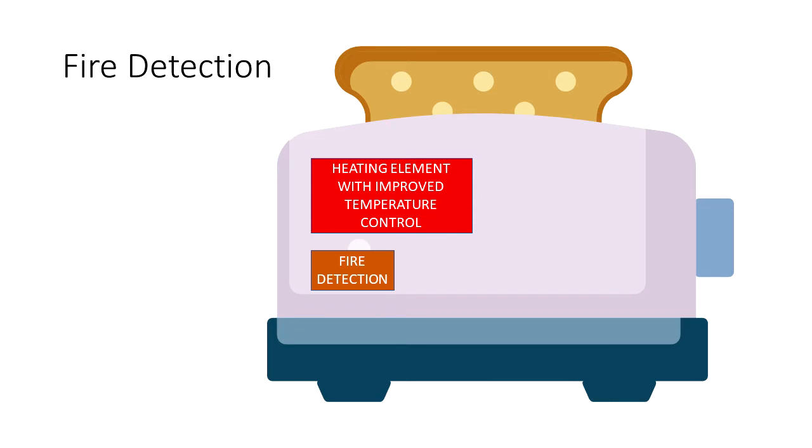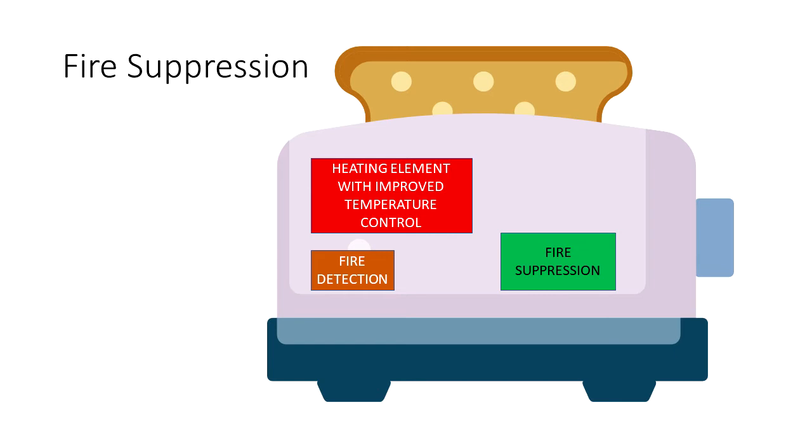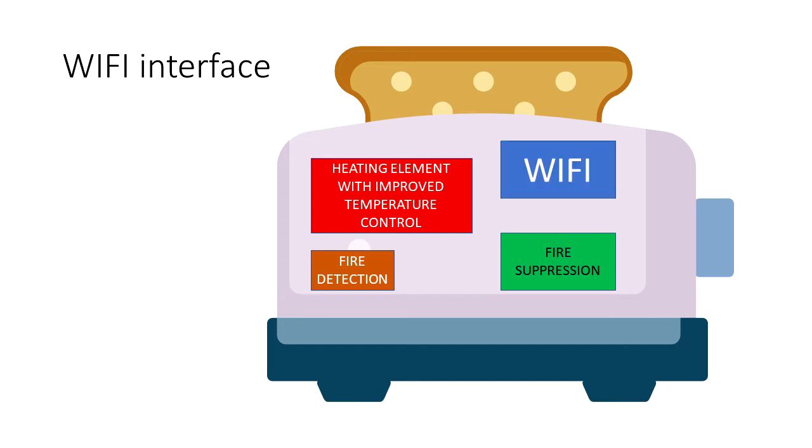Next, we have built-in fire detection. If the toast starts burning, we can detect it. Next, we've got built-in fire suppression, a mini fire extinguishing system right here in the toaster for improved safety. Finally, we have a built-in Wi-Fi that enables remote control and monitoring of the toaster. So now that we have our invention, how will we handle the patent application filing process?